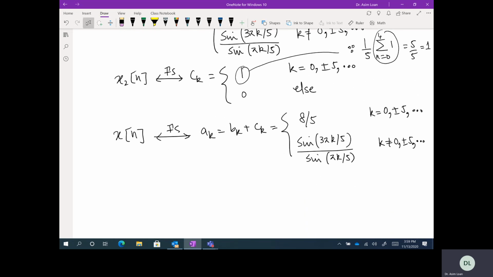Okay, so this is all we want to do regarding the development and the examples of the discrete time Fourier series case.